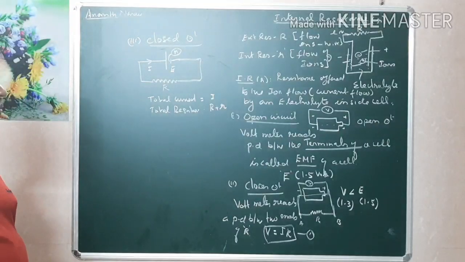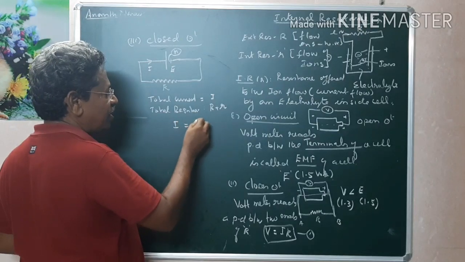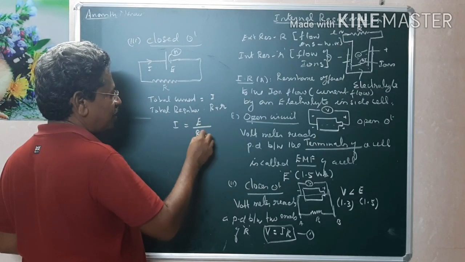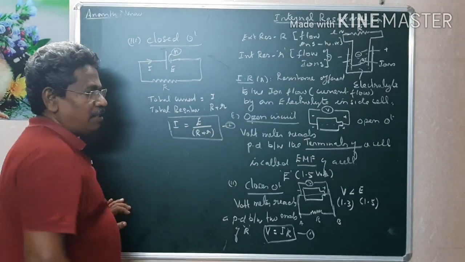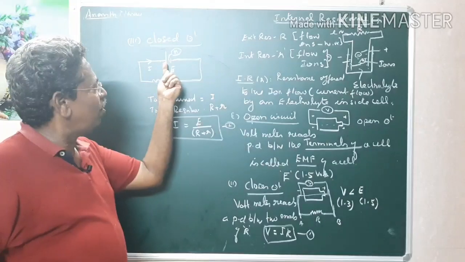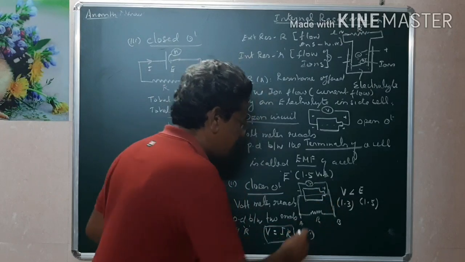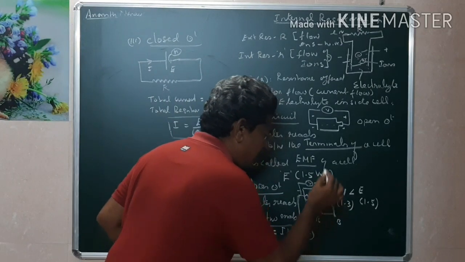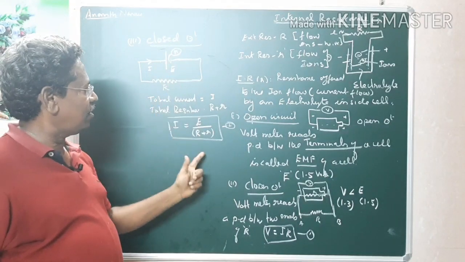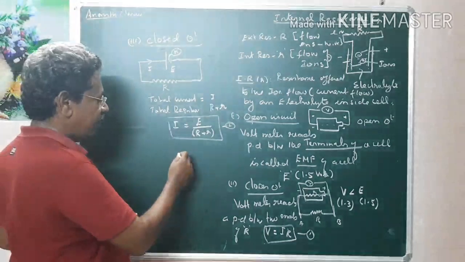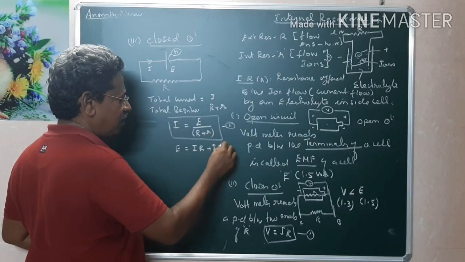Now suppose the total EMF is E. The current I can be written as total EMF E divided by total resistance R plus r. This is very, very important. Equation number 2. Therefore, in a closed circuit, if there is a small resistance r lying inside the cell, imagine it will have a small resistance r. When they are connected in a closed circuit, the total EMF is E, but the total resistance is R plus r. Therefore, I equals E by R plus r. Rearranging, E can be written as I into R plus I into r.